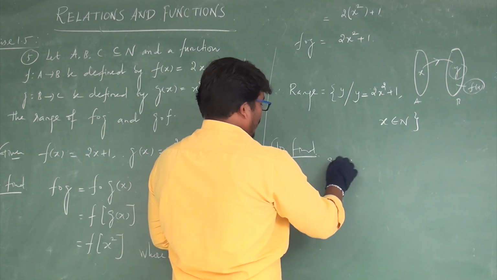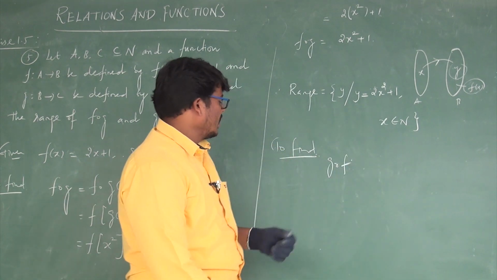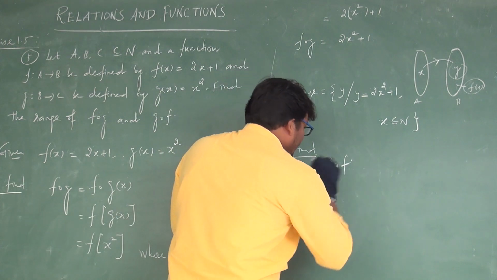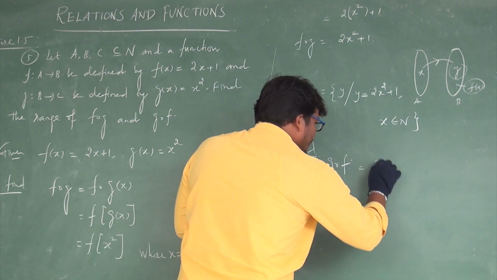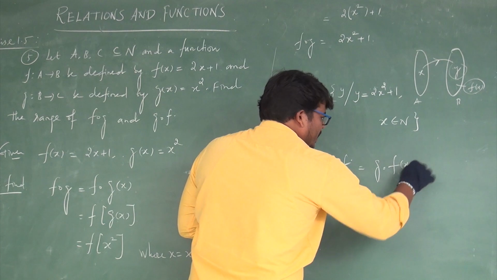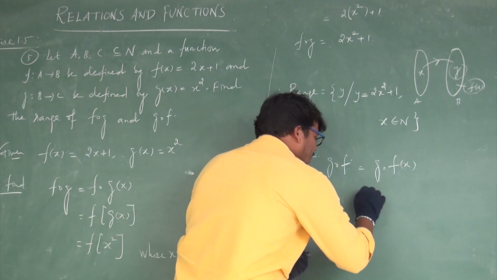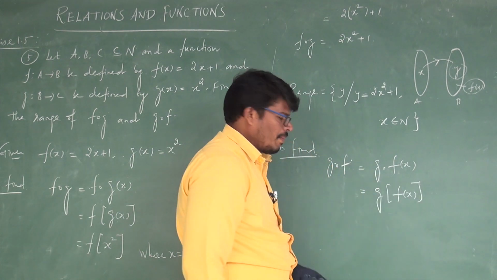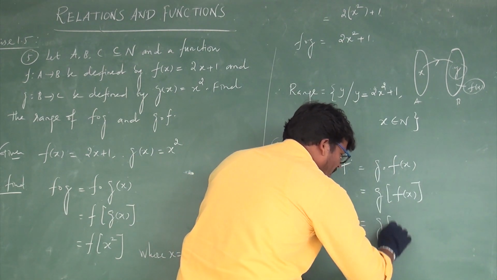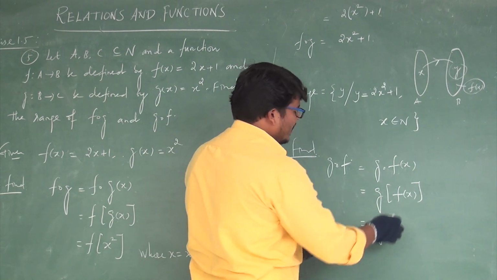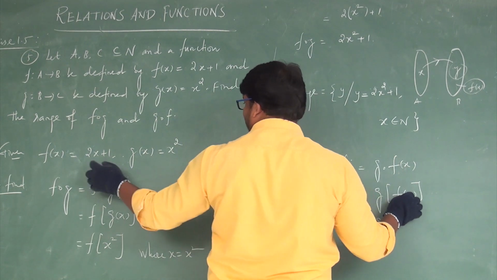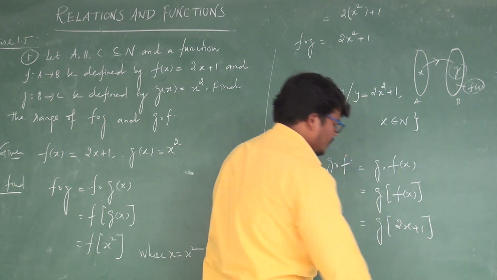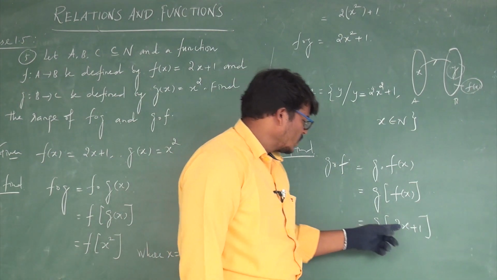Next one, now find g dot of f. To find g dot of f, g dot of f is g of f of x. Now we can write g of f of x. That is, g of f of x value, f of x is already given. f of x is 2x plus 1.